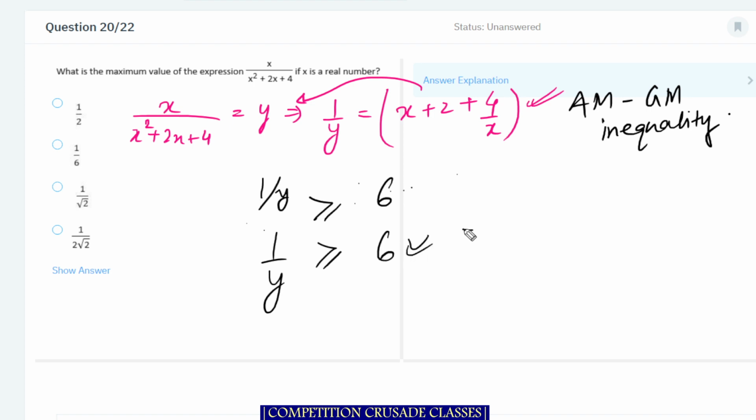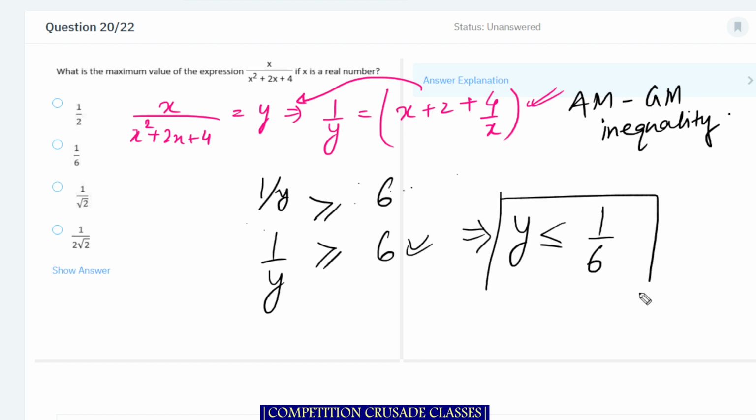Or this implies that if you cross multiply, y is less than or equal to 1 by 6. When you cross multiply, y will go that side, 6 will come into the denominator, and you will realize that y has to be less than or equal to 1 by 6. So the maximum value will be 1 by 6. So this has to be the answer. There could be other ways to solve this, but I like this method.